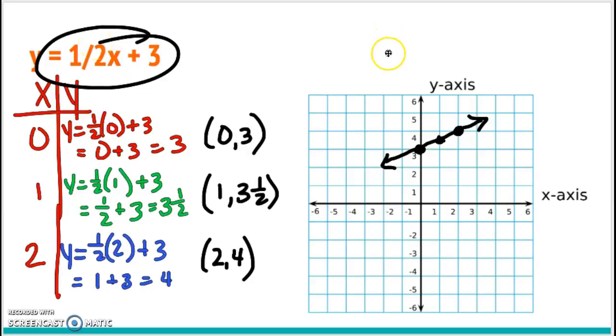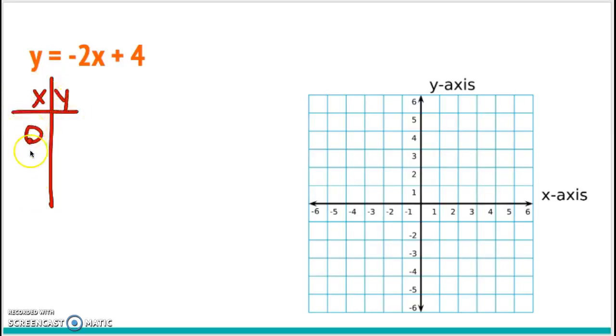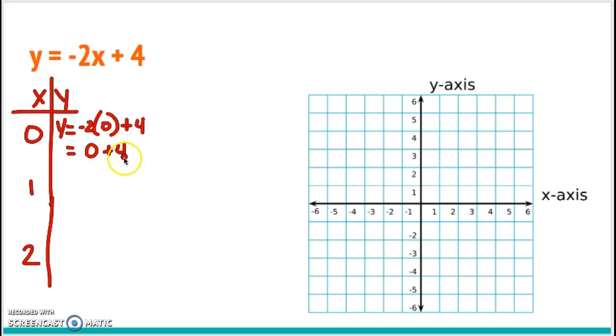Okay, let's look at one more example, and then you'll be able to move on. Okay, this equation, we have y equals negative 2x plus 4. So here's my xy table. 0, 1, and 2. And start plugging in numbers. So negative 2 times 0 plus 4. Well, negative 2 times 0 is 0. Plus 4 is 4. So your ordered pair for this one would be 0, 4.